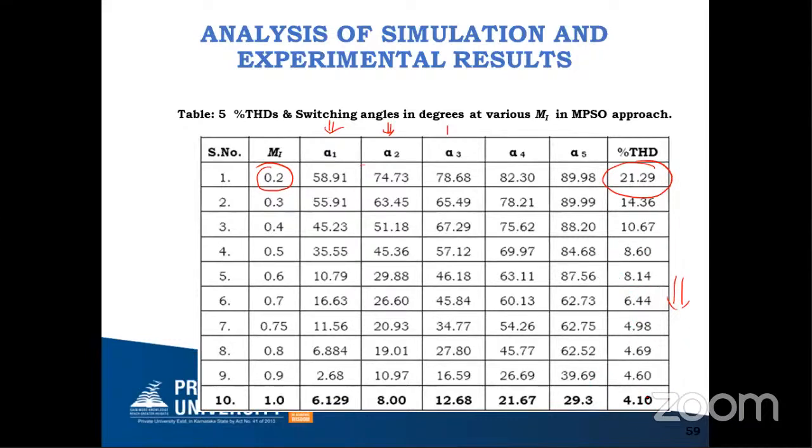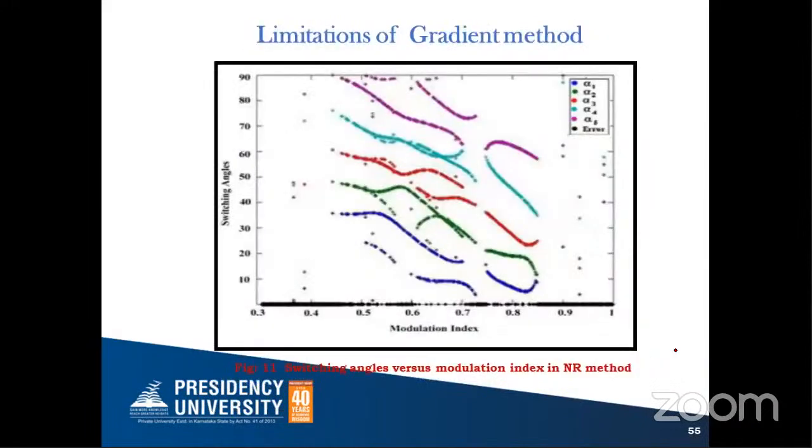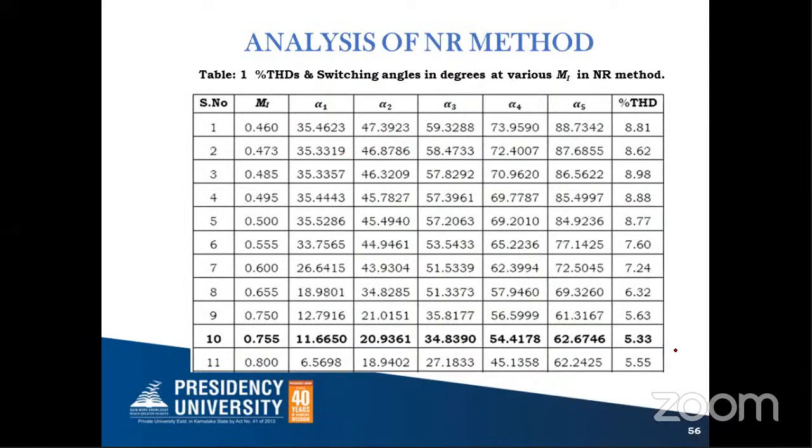So it is observed that your algorithm has successfully controlled the inverter at higher modulation indexes with less percentage THD. In order to validate this one, we have done some experimental results also. So why did we go for this PSO algorithm?